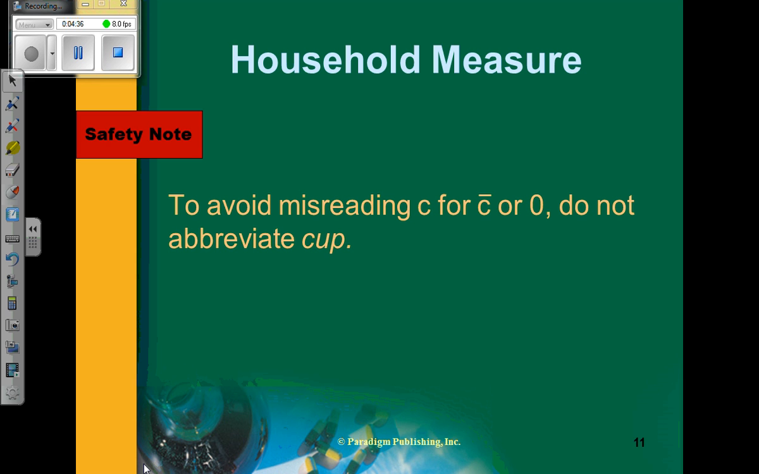To avoid misreading C, or the C with a line above it, for 0, do not abbreviate cup. Okay, so when you're referring to cups, you always just write it all out.